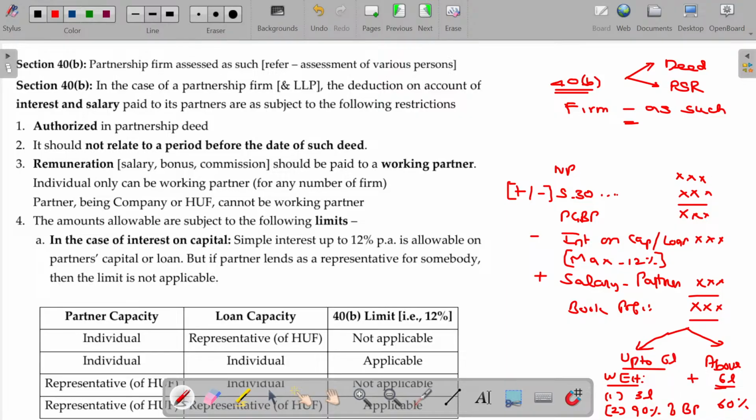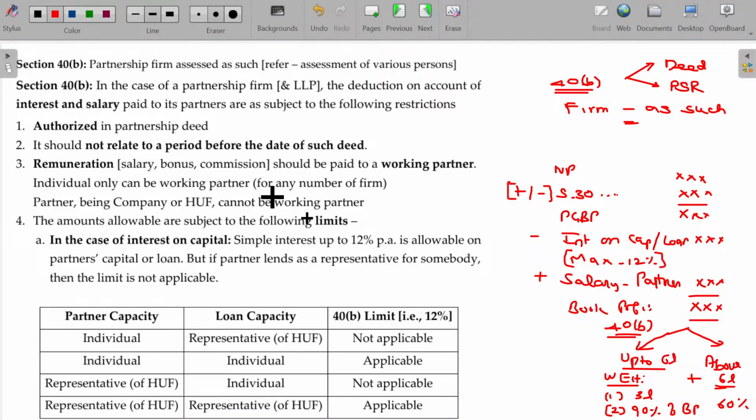These two will be as per section 40 class B. And not only that, it should be in the deed. Okay. Limit, or actual payment. Between these two, whichever is lower will be allowed under section 40 class B. Clear? So this is a simple format you can keep in your mind.